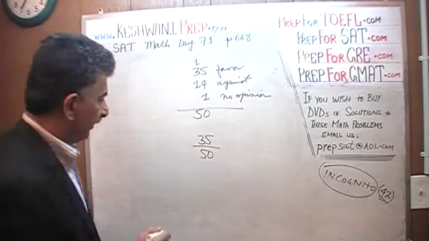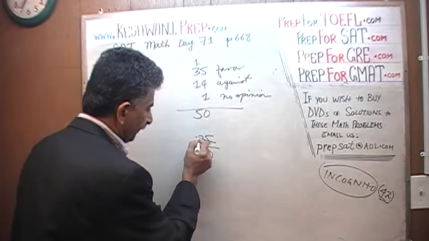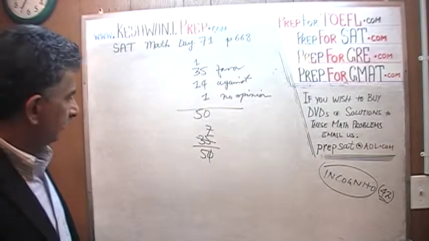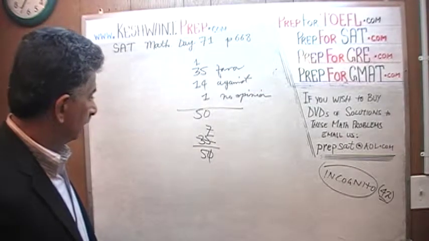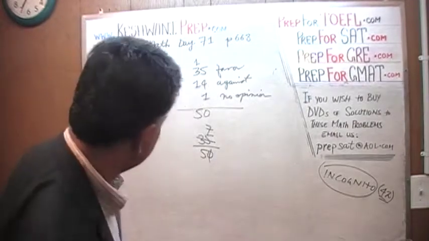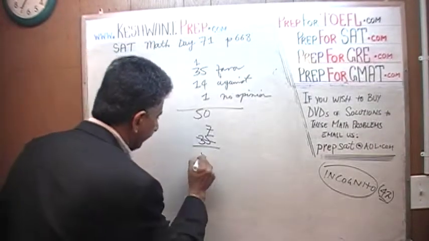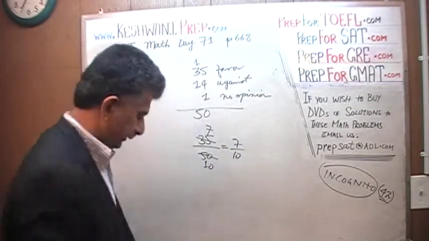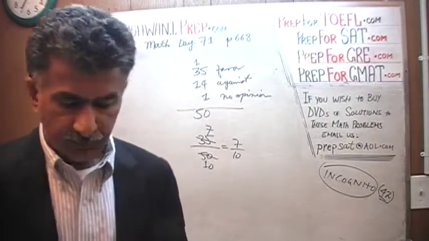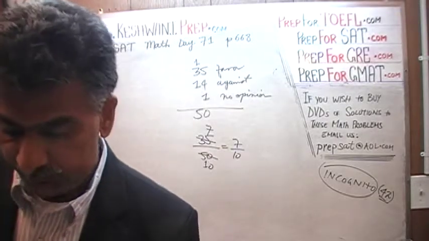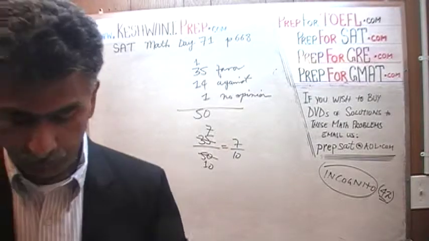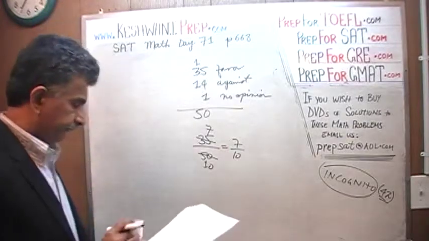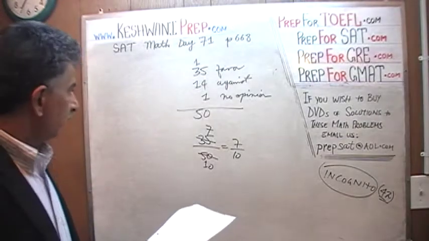Let's divide top and bottom by 5. If you divide top and bottom by 5, 35 divided by 5 is 7. And 50 divided by 5 will be 10, not 5. 50 divided by 5 will be 10. So the answer is 7/10. Lucky for me, 7/5 was not one of the answer choices. I was so careless just now. The answer is 7/10. 70% of the people are in favor. Number 4.